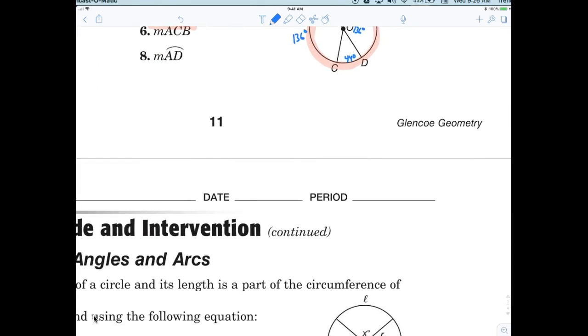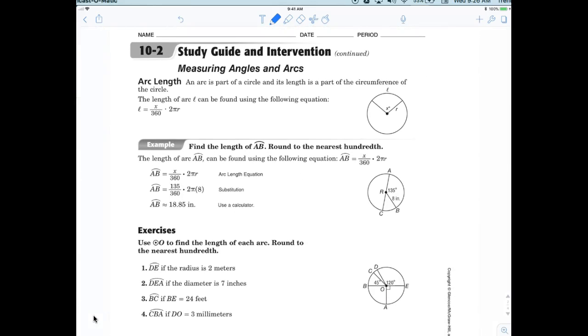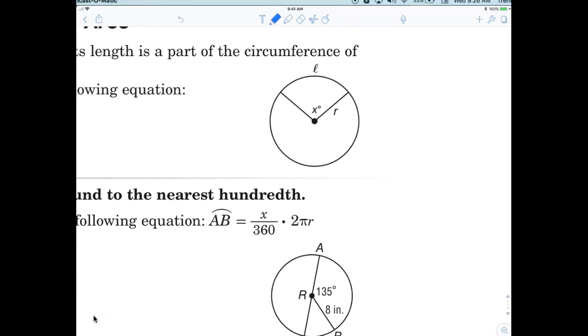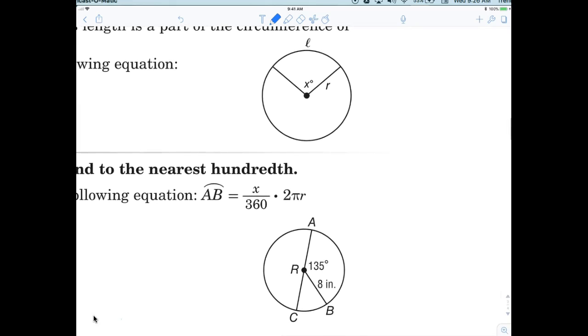All right, let's take a look now at something else. Now, arc length instead of the measure. Arc length. So, if I asked you to go all the way around the circle, that would be called the what? Circumference, right. So your circumference is 2 pi r. Stay with me.